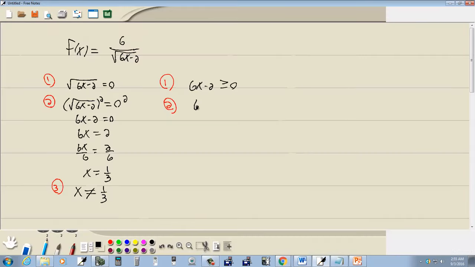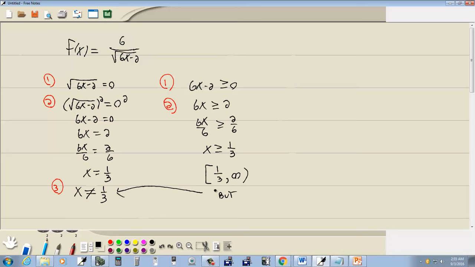Well, I take the negative 2 to the right side, it becomes a positive 2. Divide both sides by 6. And we got x is greater than or equal to 1/3. Now this is a bracket 1/3, comma, to positive infinity. Bracket because the line underneath means it includes that value. But we just said over here that we cannot have x equaling 1/3. So that bracket all of a sudden becomes a parenthesis. And that would be our answer.